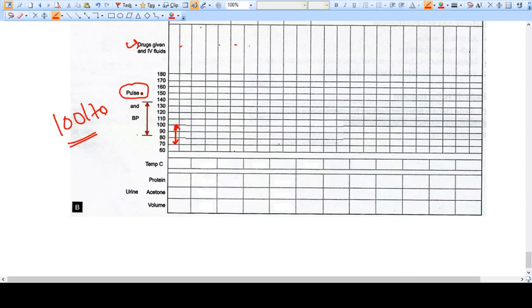Okay, there is a chart for temperature also. We need to put the temperature timely, every 2 hourly. We need to do urine proteins every 2 hourly, so we need to put that also.